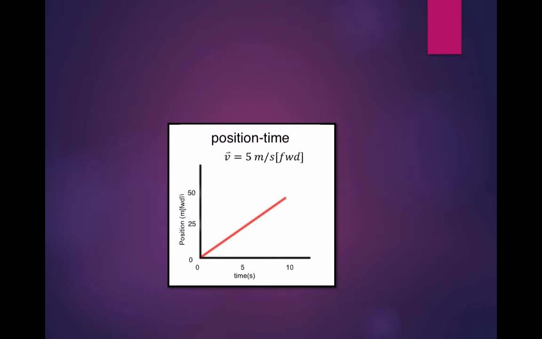For this straight line graph, the velocity is 5 meters per second. The average velocity is 5 meters per second forwards. And the instantaneous velocity for all moments of this data is also 5 meters per second forwards. In fact, when one is asking for velocity, they are asking for instantaneous velocity.